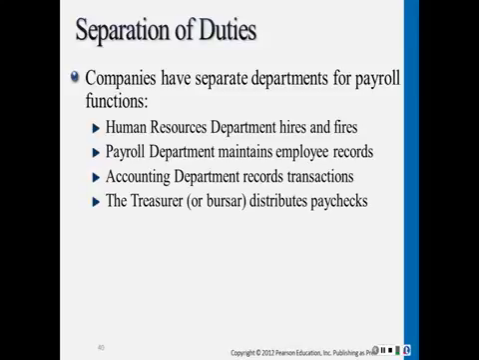The foundation of internal control is separation of duties. This is why companies have separate departments for the following payroll functions. For example, Human Resources Department hires and fires workers. Payroll Department maintains employee earnings records. Accounting Department records all transactions, and Treasurer or Bursar distributes paychecks to employees.